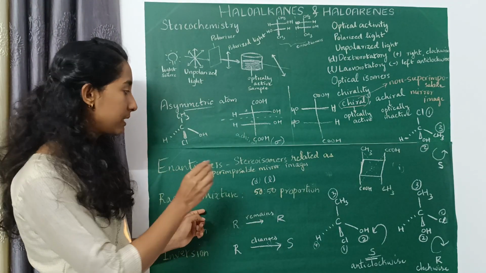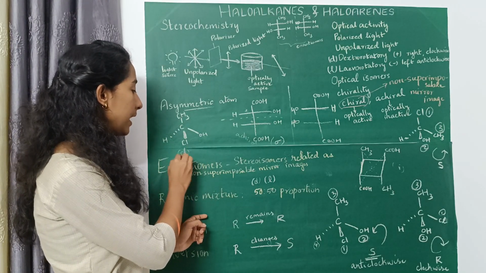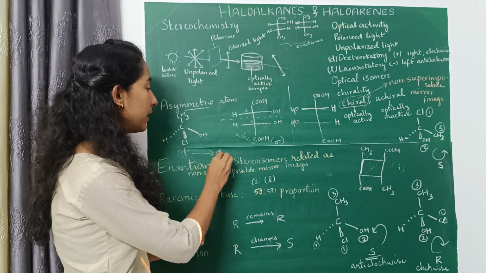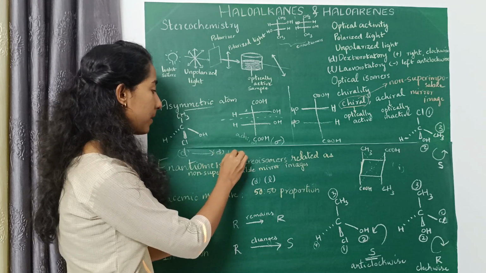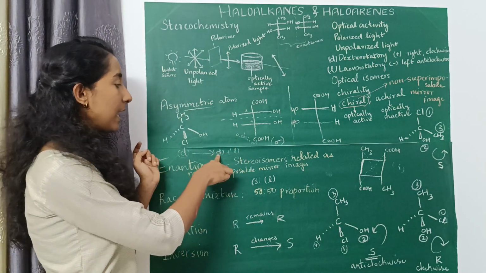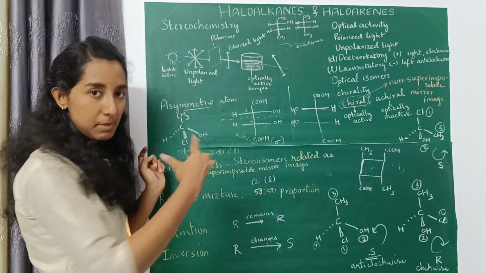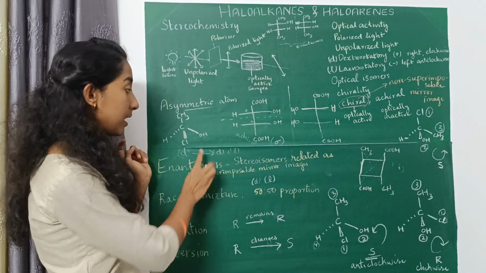Basically, if you consider a D isomer as the enantiomer and you convert it into D plus L isomer, this is an enantiomer and this is a racemic mixture. The process by which you convert an enantiomer to a racemic mixture is called racemization.